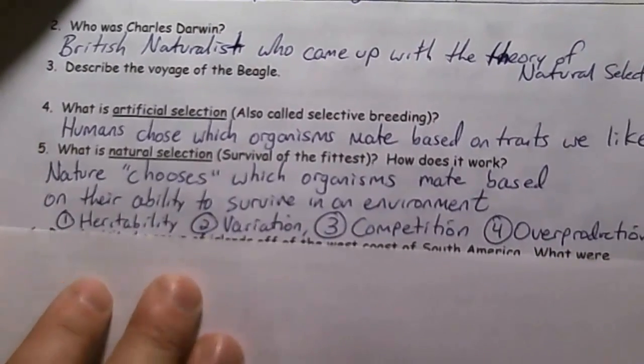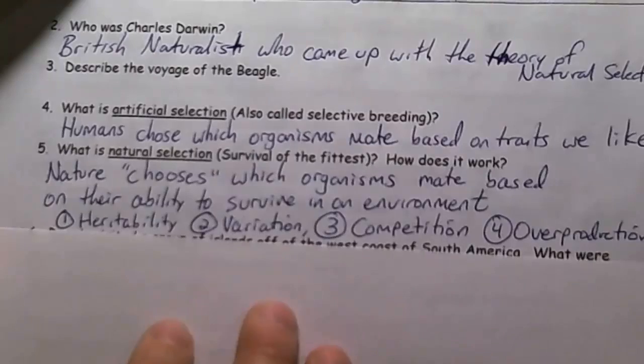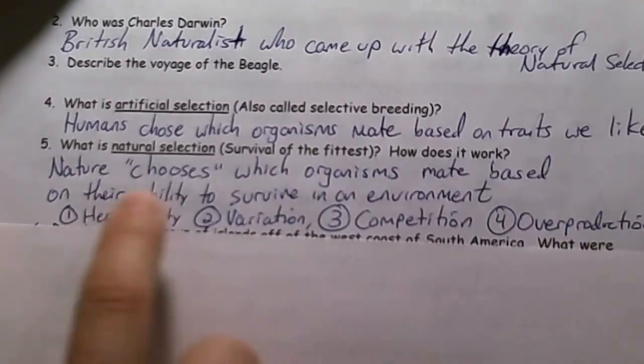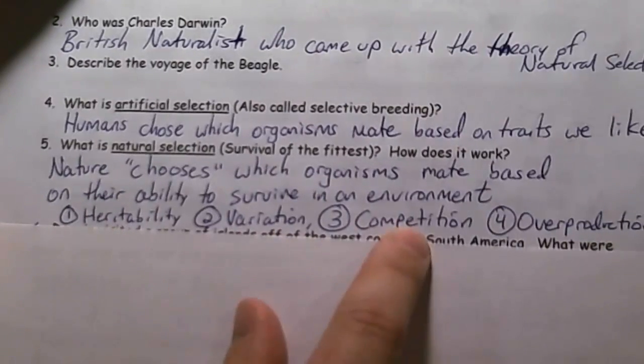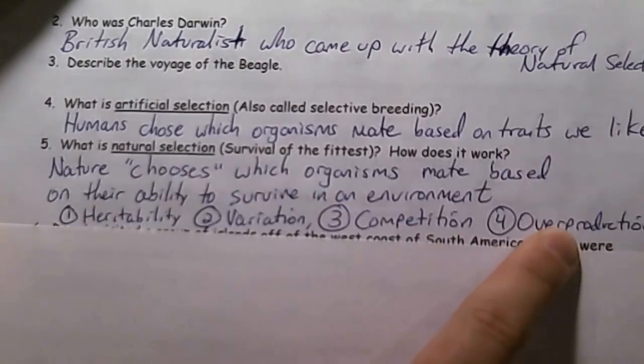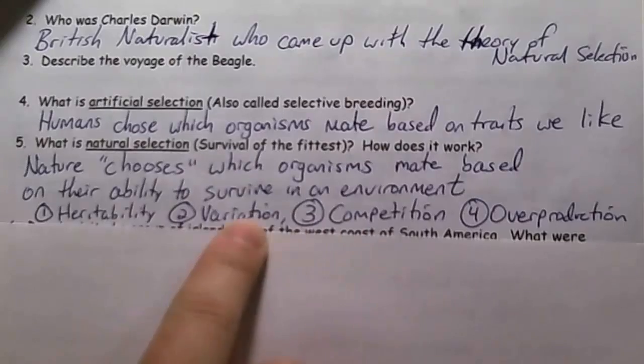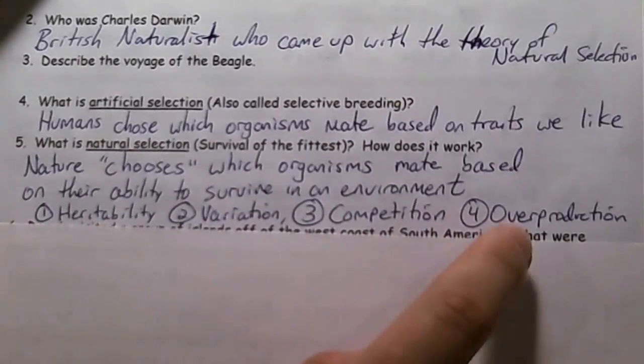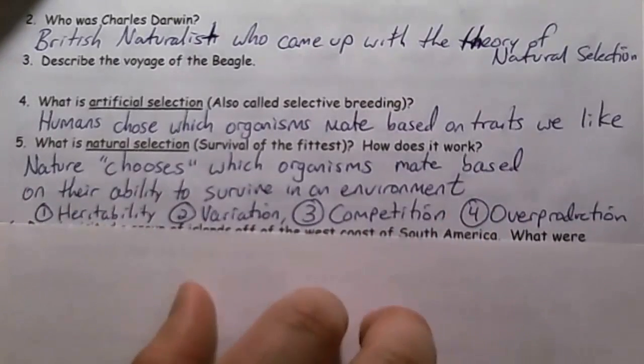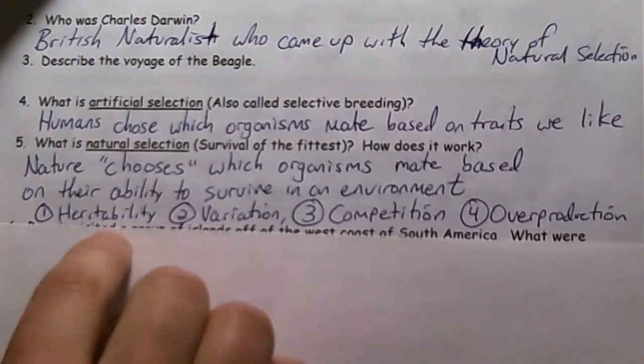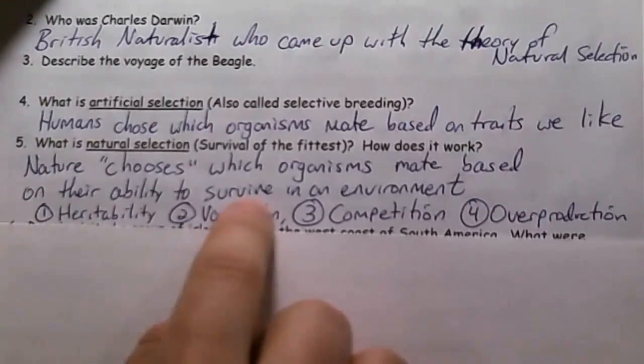And natural selection needs four things in order to work. It needs heritability, variation, competition, or a struggle for resources, and overproduction. Hopefully this is nothing new to you. If it is, go ahead and watch my video, which will be in the description below of this video on these four things.